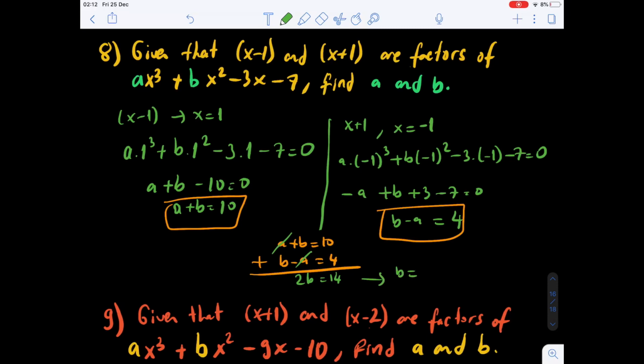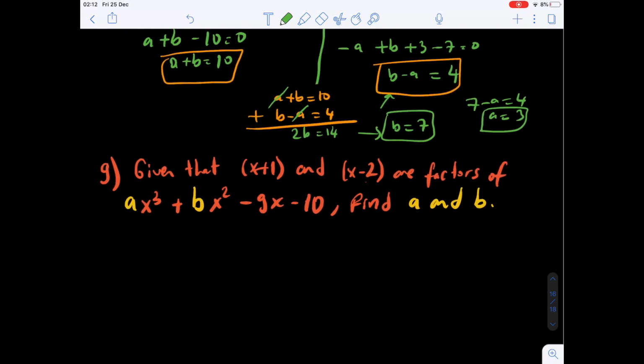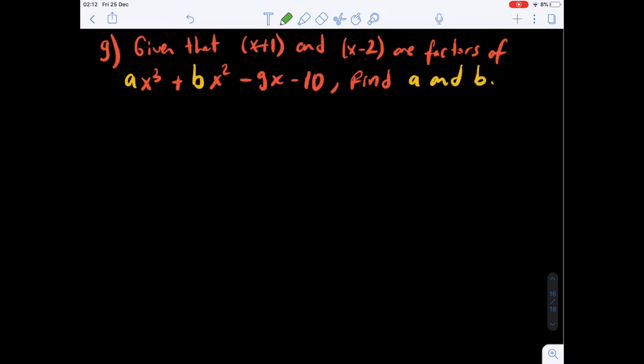So what comes from here? b equals 7. We found b, and you can replace it anywhere. You have two equations here. I'm going to place it here. So 7 minus a equals 4. a equals 3. So I found those two values that I've been asked. So let's look at question 9.